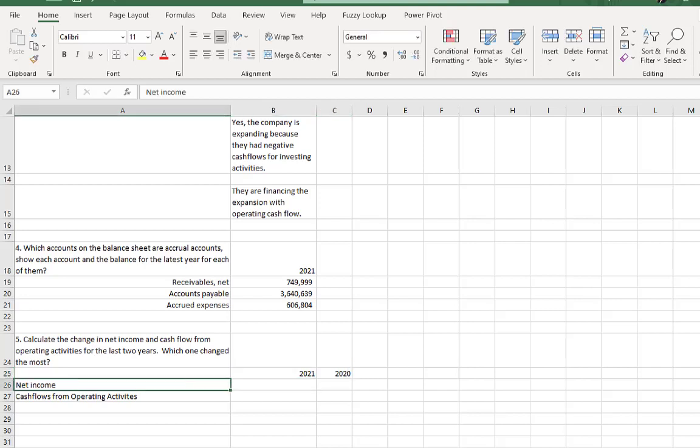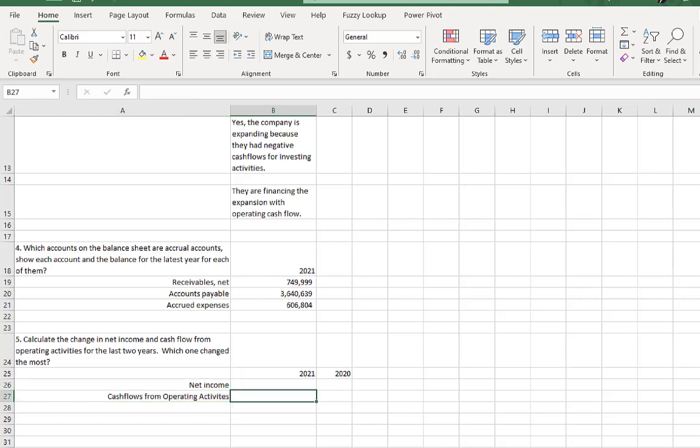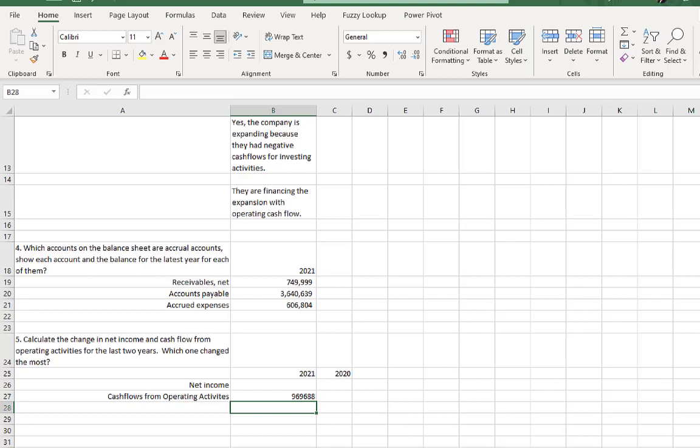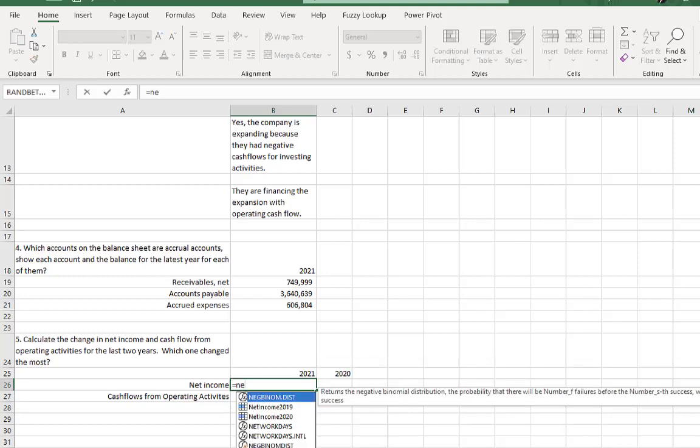Now, since I've had some time delay between the time that I've done this, I know I just did cash flows for 2021. So I can go ahead and put in that number by just looking it up. Cash flows operating. I cannot remember if I did net income. Well, it's easy to find out. I did net income. Now, I did 2020 and 2019. That is 2021.